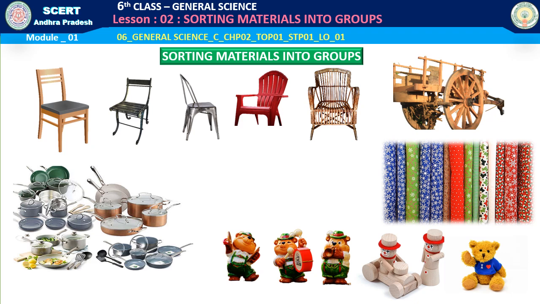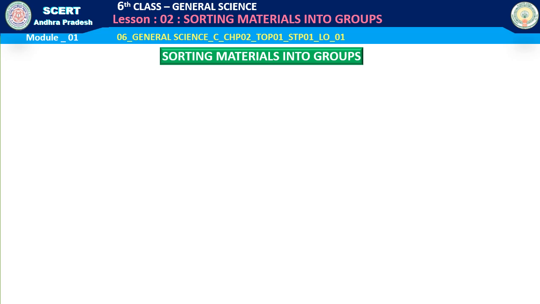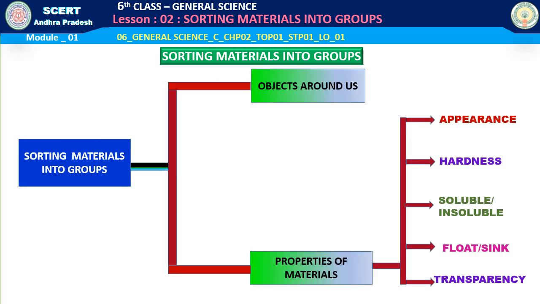Let us sort these materials into groups in this chapter. Before entering into the lesson, let us discuss the overview of the lesson. In this lesson, sorting materials into groups, we are going to learn about the objects around us and the properties of materials. Under the properties of materials, we are going to learn about appearance, hardness, soluble or insoluble, float or sink, and about transparency. In this module, we are going to learn about appearance and hardness.